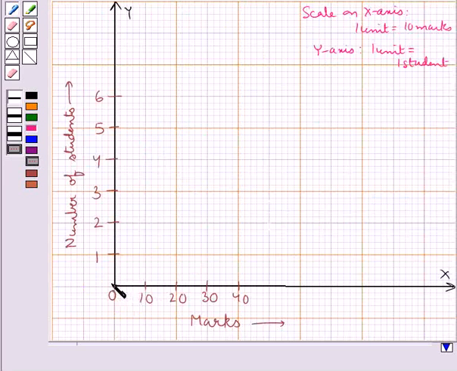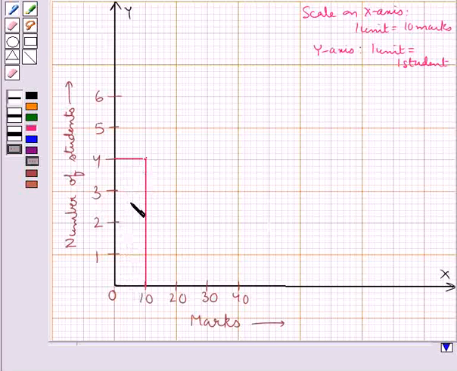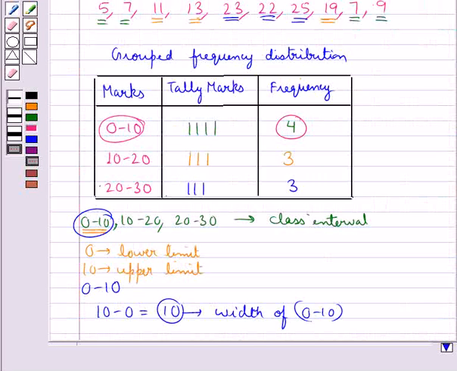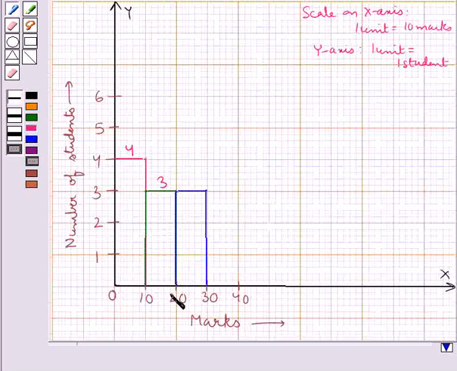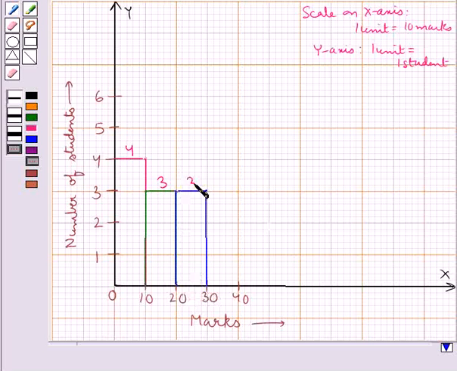So for this interval 0 to 10, we will make a rectangle or a bar of length 4. So this rectangular bar shows that the number of students getting the marks between 0 to 10 are 4. In the same way, we will make the rectangular bars for the other groups of marks. So as you can see, we have drawn the other rectangular bars also. So we say that the number of students getting the marks between 0 to 10 are 4, between 10 to 20 are 3, and between 20 to 30 are 3. So this is how we represent a group frequency distribution using a histogram.